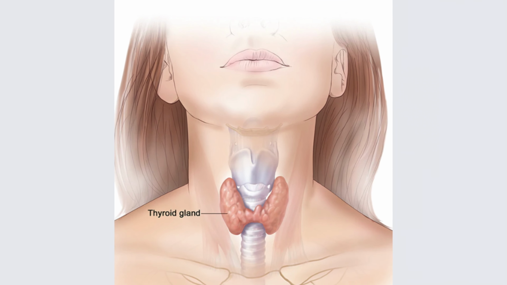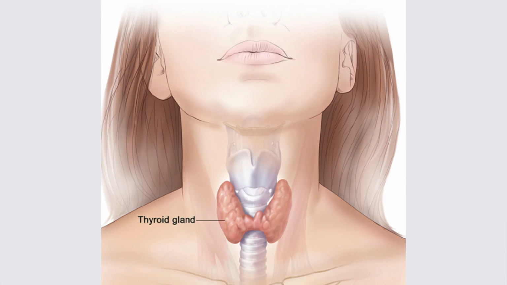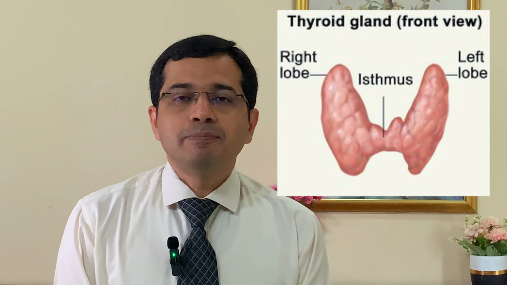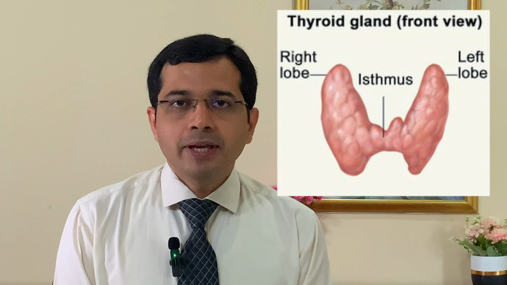Thyroid gland is one of the endocrine glands situated in front of the neck. It's usually in a butterfly shape. Thyroid gland has two lobes, one is the right lobe and the second is the left lobe. These two lobes are connected by a bridge known as isthmus. The main function of thyroid gland is to manage the body's metabolism.